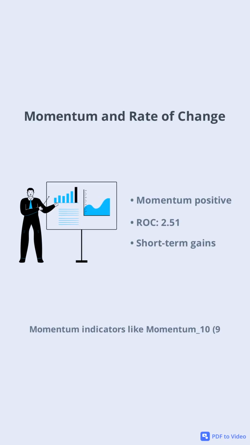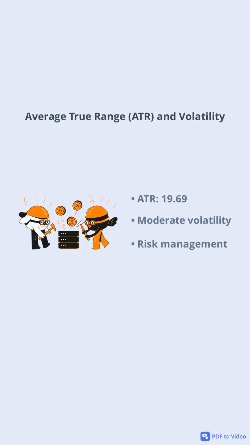Momentum indicators like Momentum 10 at 9.9 and Momentum 20 at 51.81 show positive values, suggesting upward price pressure in the short and medium term. The rate of change ROC 14 is 2.51, and the percentage change ROCP 14 is 0.025, both indicating modest gains. These metrics help traders assess the speed and direction of price movement, which is vital for short-term trading strategies.